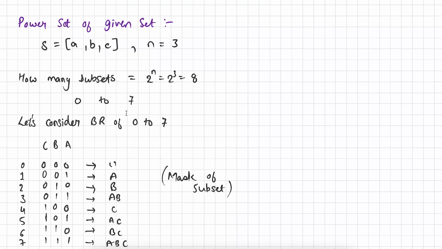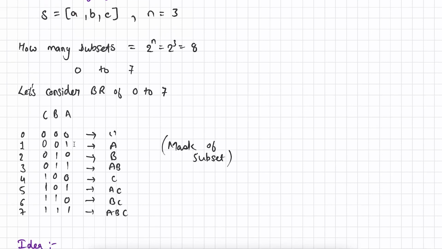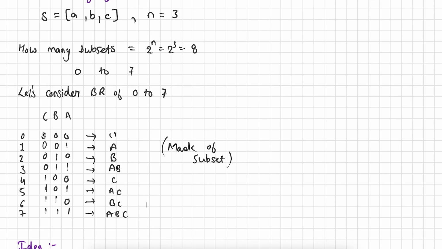Now how do we use bit masking here? Let's see. Let's consider the binary representation of the numbers from 0 to 7. Why 0 to 7? Because 8 subsets are possible, from 0 to 7. If you observe all the binary representations, you would see that in 0 all bits are unset, in 1 the first bit is set, in 2 the second bit is set, in 3 two bits are set. I have taken 3 bits here. Why? Because number 7 can be represented by 3 bits only. So we only need 3 bits to represent the numbers.